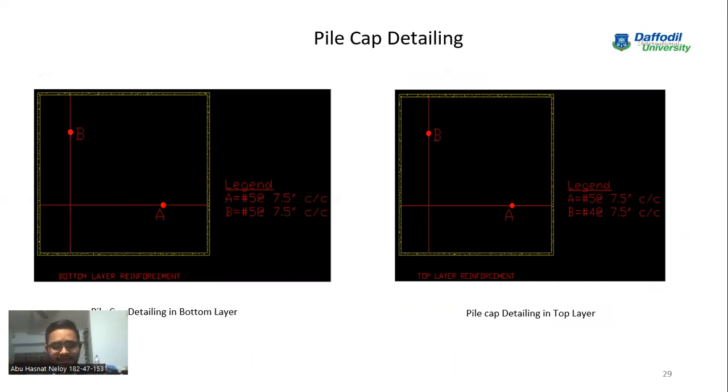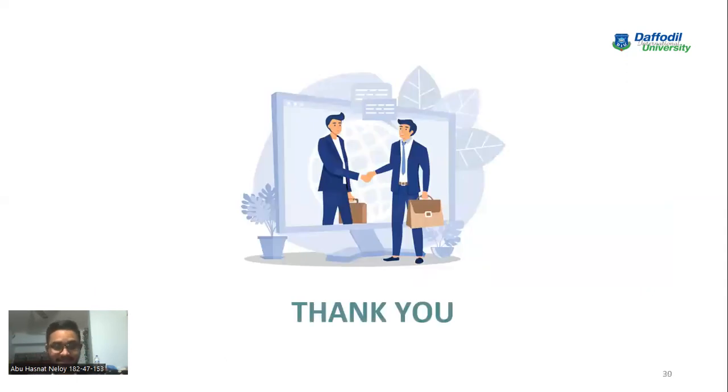So here the top layer and bottom layer detailing of pile cap. So pile cap detailing is done by AutoCAD software. So this is the summary of how we need to design an RCC structure.